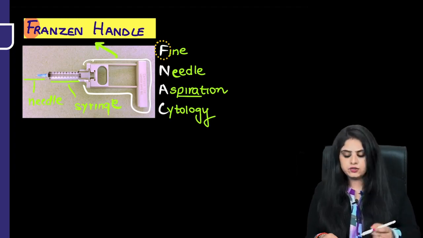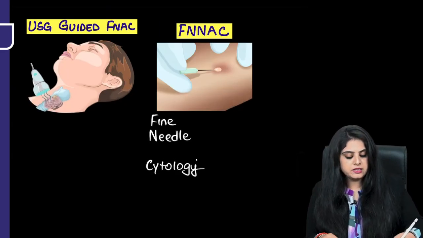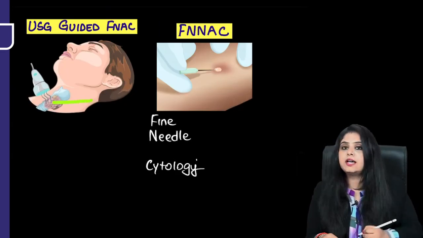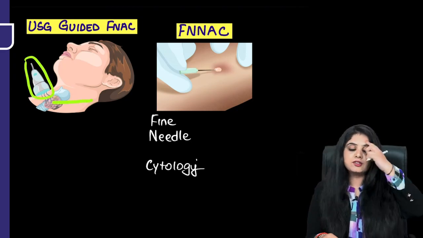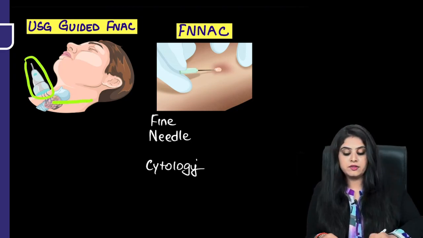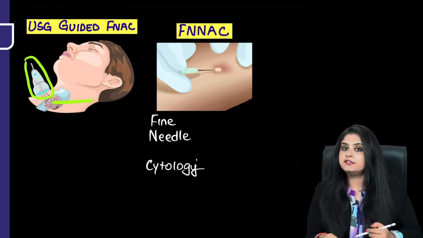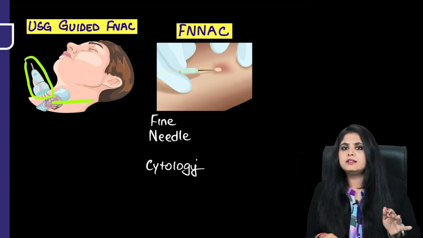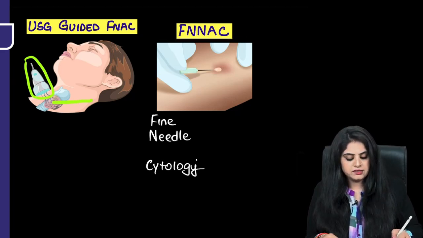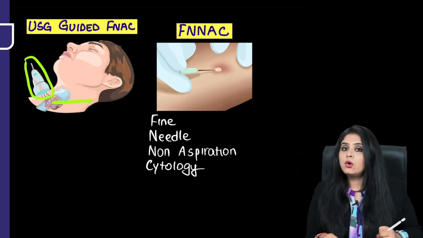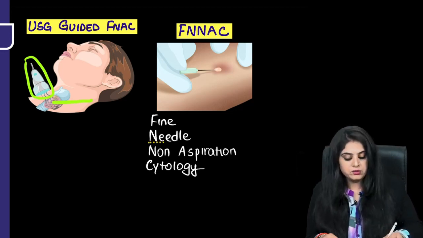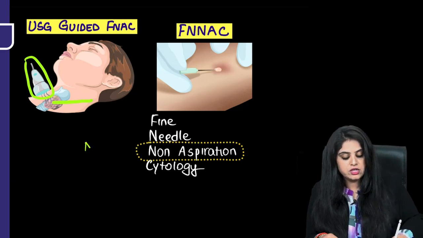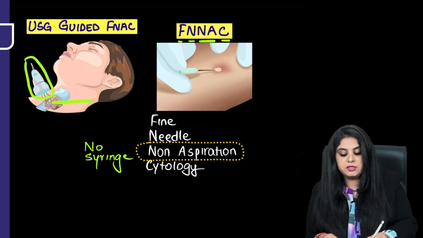Let me show you some variations of FNAC. Number one, for example, I'm putting the needle into the thyroid, but I'm also taking help of the ultrasound expert or a radiologist. What will I call it? Ultrasound guided FNAC. Second, if I'm using FNAC, but can you see now there's no Franzen handle, there's no syringe. I have not used any syringe. What do you want to call it? That is non-aspiration cytology. If there is no syringe, I'm not using any aspiration. It is FNNAC, fine needle non-aspiration cytology.